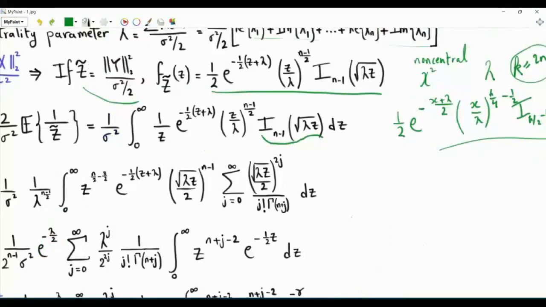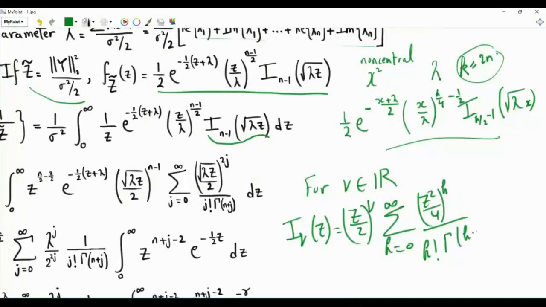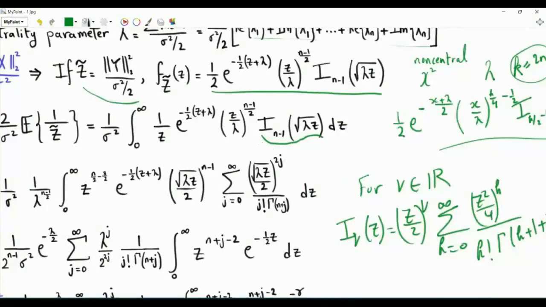The modified Bessel function of the first kind has this expansion for nu that is a real number. We have that I nu of z is equal to (z over 2) to the power nu, and then we have a summation k from 0 to infinity. Then we have (z squared over 4) raised to the power k, and then we divide by the factorial of k and gamma of k plus 1 plus nu. Okay, so this is very important, and we will use it here. So we have here nu is equal to n minus 1, and the argument of the modified Bessel function of the first kind is square root of lambda z.